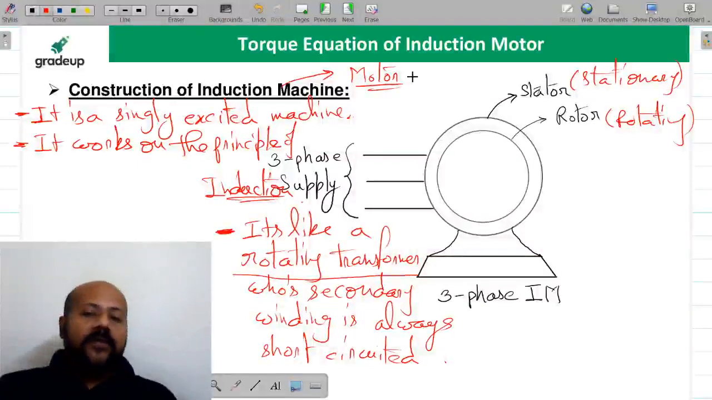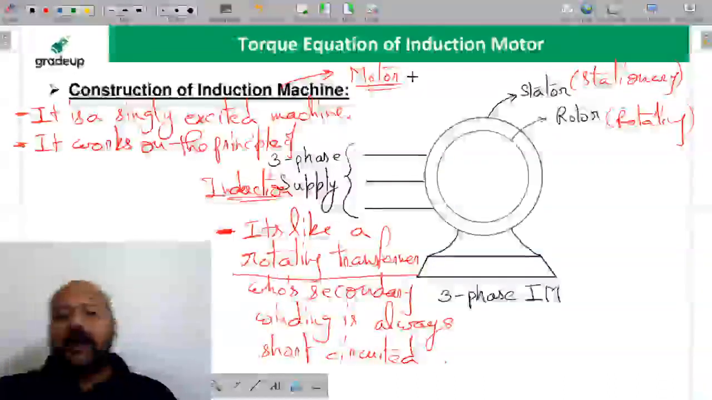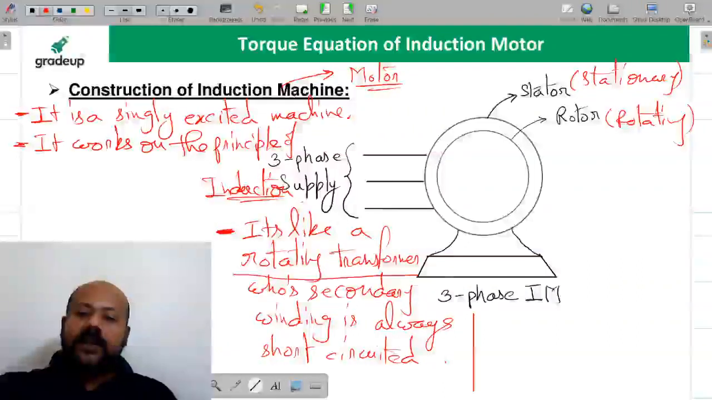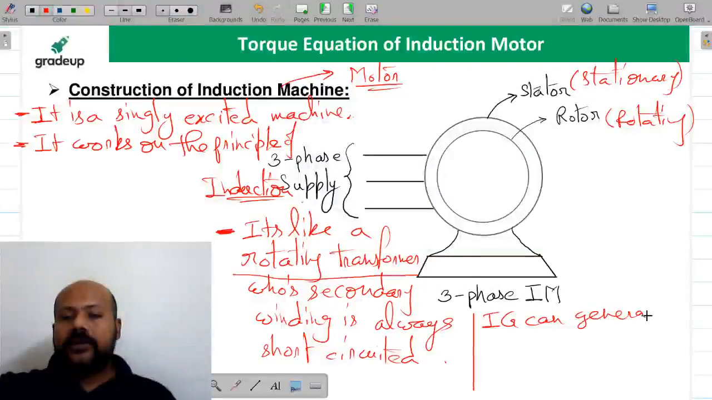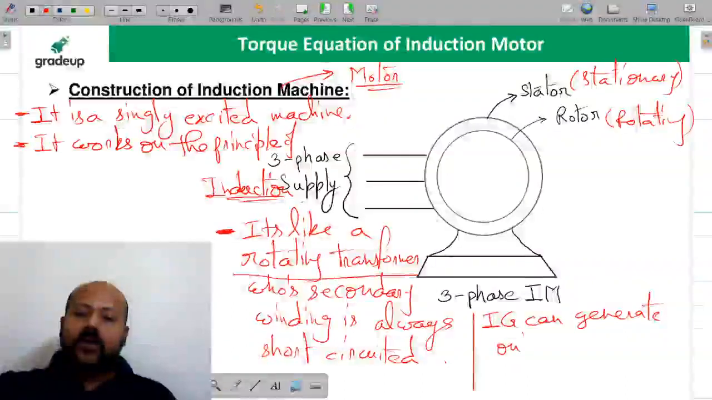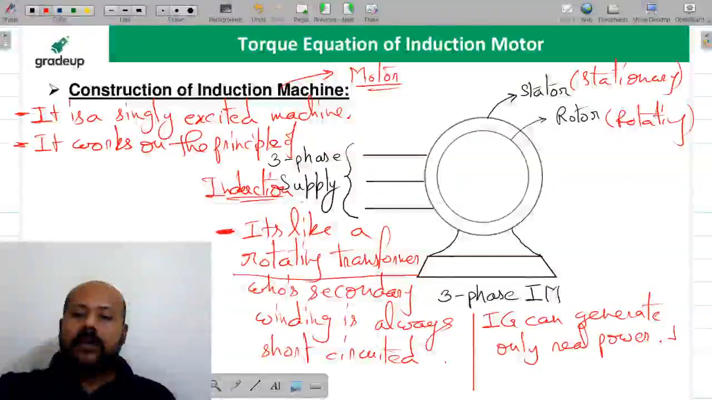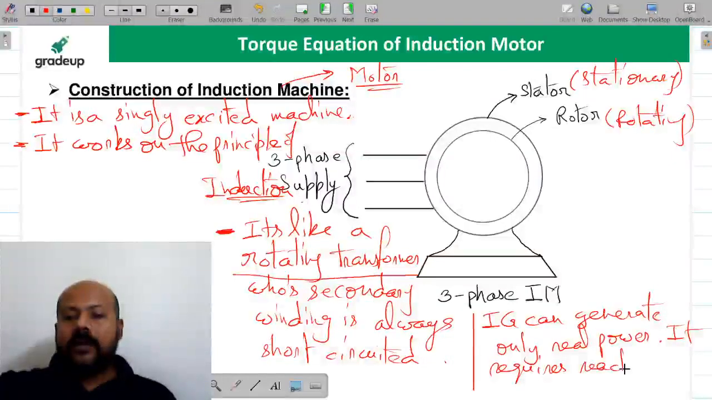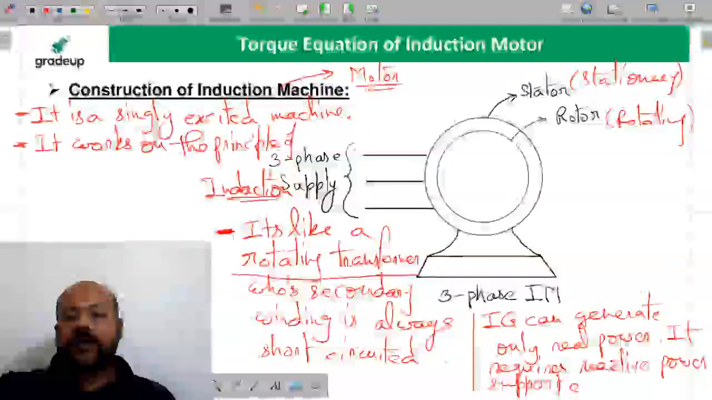Okay. We are not that much interested in induction generator, and the reason you may be knowing, let me give you what is the reason. The reason is, induction generator can generate only real power. It requires reactive power support externally.